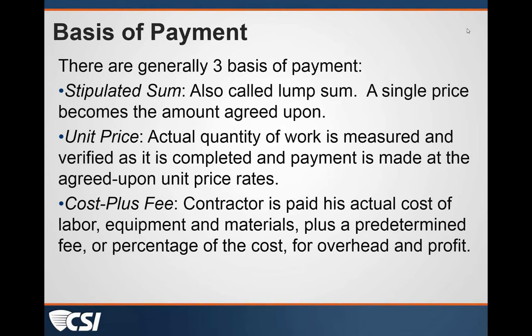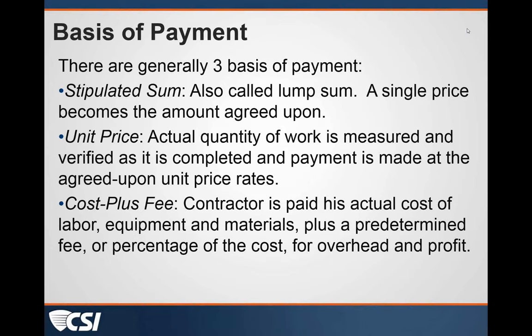Basis for payment. Generally, there's three bases for payment. The first one we'll talk about is the stipulated sum. It's also called lump sum. That's the one that I see most often. It's an agreed upon contract amount for the total cost of the work. If a change occurs, then you would do the change order, and that change order amount would then increase the stipulated sum amount by the amount of that change order.